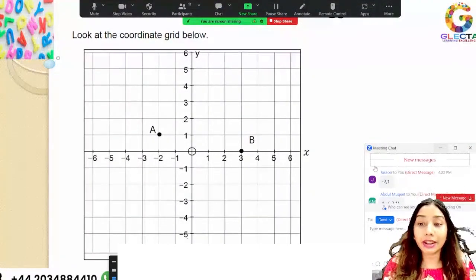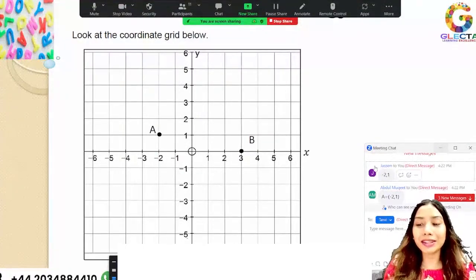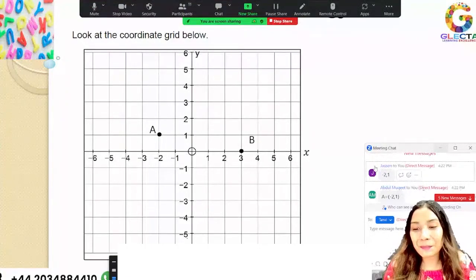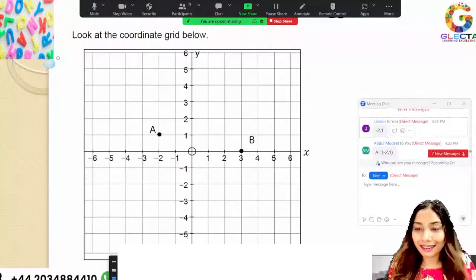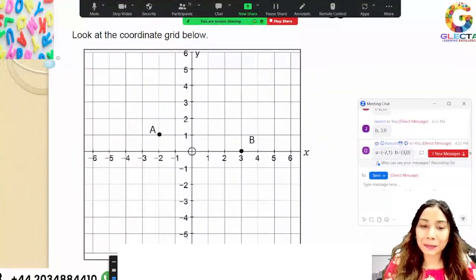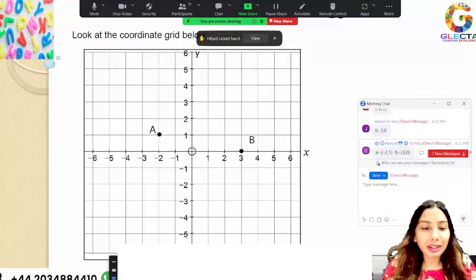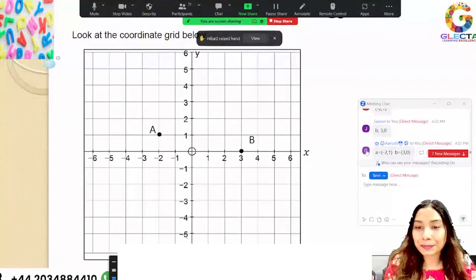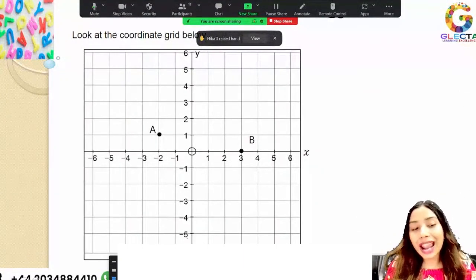Well done, well done. I'm receiving the first answer given by Jason. Well done. But you forgot to write whether the minus 2 and 1 is for A or B. Wait, I'll give you the option. Okay, I got it. All right, Arush. Abdul is fine. Yes, Hiba. We have to find out the coordinates of A and B together.